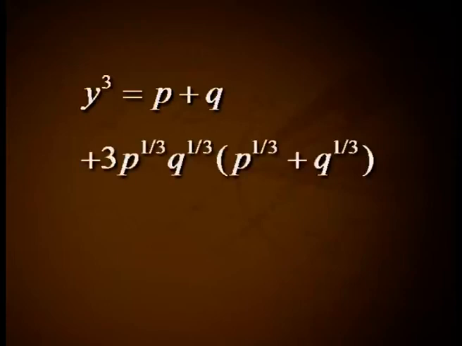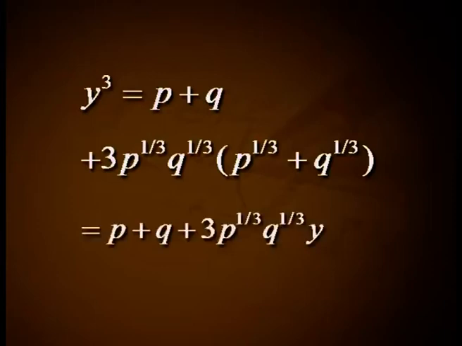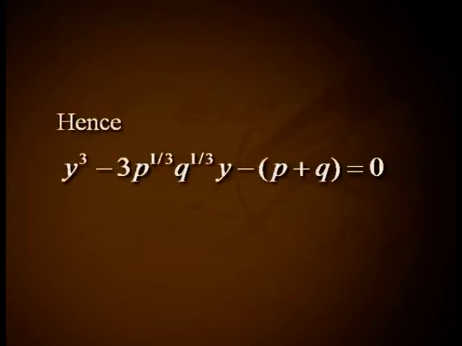Now, to solve 8 using Cardan's method, assume that the roots are of the form p raised to 1 by 3 plus q raised to 1 by 3, where p and q are to be determined. Putting y equal to p raised to 1 by 3 plus q raised to 1 by 3, we get y cube equal to p plus q plus 3 p raised to 1 by 3 into q raised to 1 by 3 into p raised to 1 by 3 plus q raised to 1 by 3, equal to p plus q plus 3 p raised to 1 by 3 q raised to 1 by 3 y. Hence, y cube minus 3 p raised to 1 by 3 q raised to 1 by 3 y minus p plus q equal to 0, equation number 9.